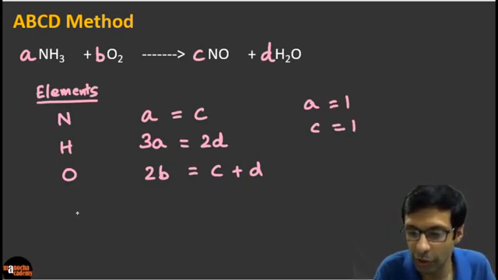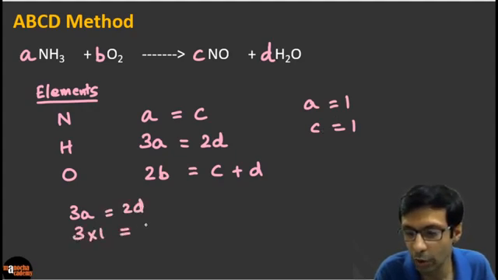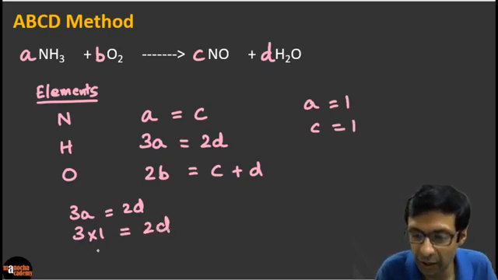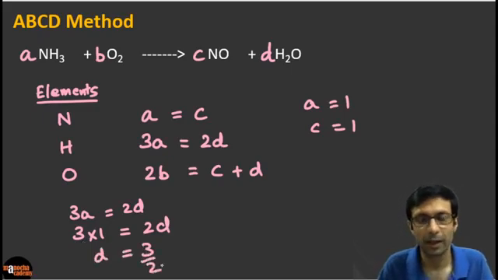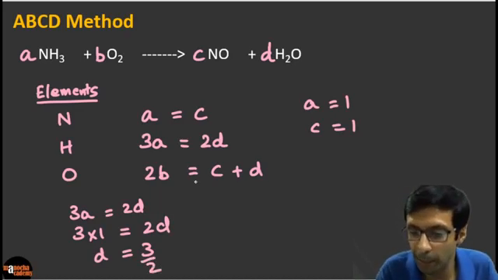And let's see what do we have here. So from this equation we have 3A equals 2D. So what can we say? 3 times 1, so 3 into 1 is equal to 2 times D. So we are trying to solve for these coefficients because that's our goal, right? So D is going to work out to be, as you can see, 3 by 2. Clear?